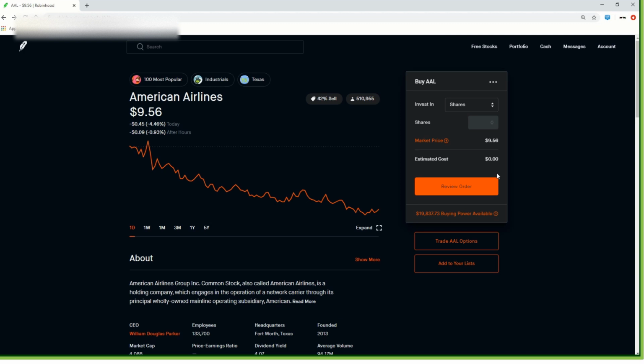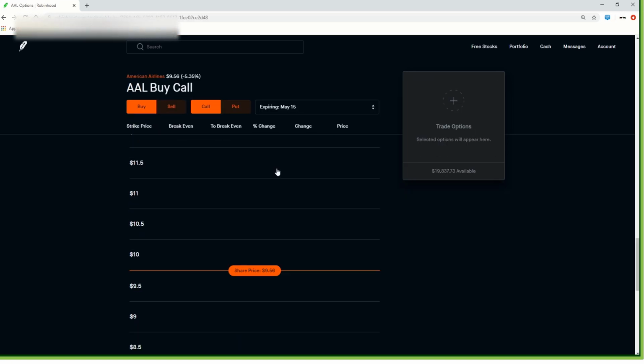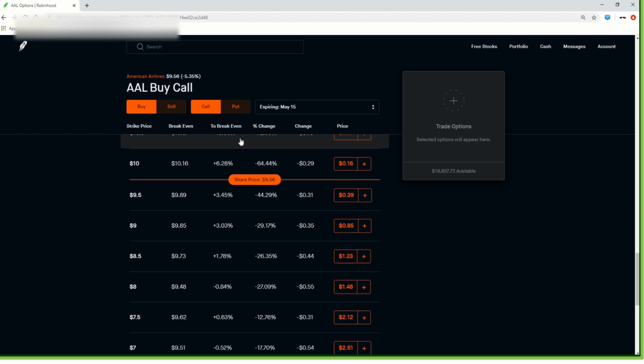Hey guys, so today I'll be teaching you how to sell options on Robinhood. For example, we'll take American Airlines today and we'll go here to create AAL options. That will bring us to the options chain.